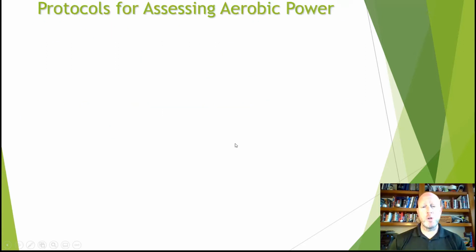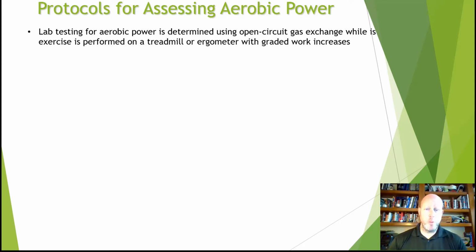First of all, referring to protocols for assessing aerobic power. Lab testing for aerobic power is determined using an open circuit gas exchange, which we've seen using the spirometer we've used for testing RER in our classroom. It simply means free flow of both oxygen intake and carbon dioxide output. There's not something blocking it in any way there.